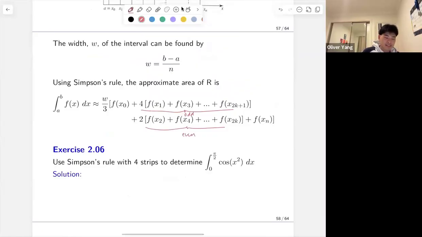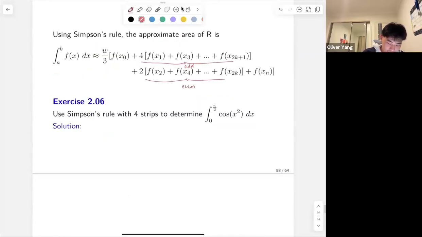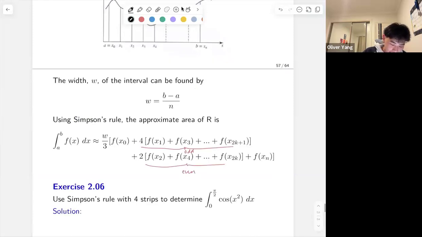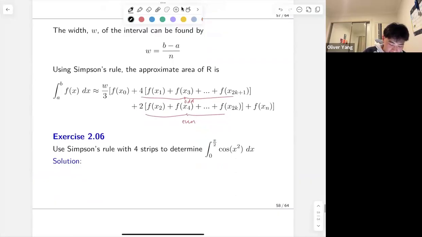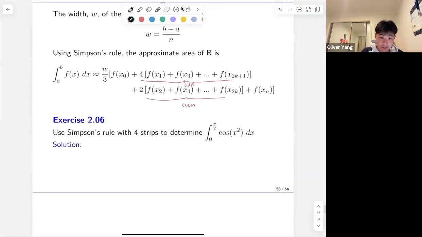So if we wanted to do this, exercise 2.06, four strips to determine the integral of cos x squared. Obviously you can't integrate that with normal methods. You guys just haven't learned that, but that's okay. So we're just going to use Simpson's rule to approximate it. First of all, we want to find w, and w is given by b minus a over n. So b and a are your terminals, and n is the number of strips that you're going to do.